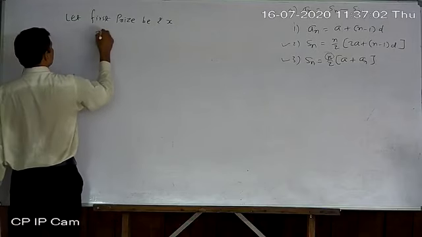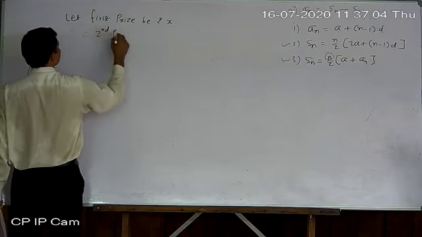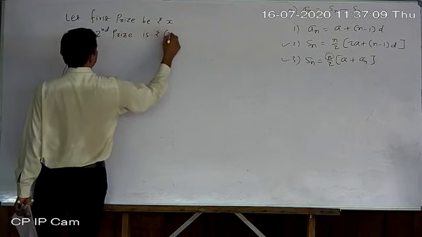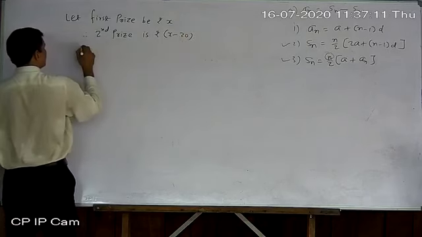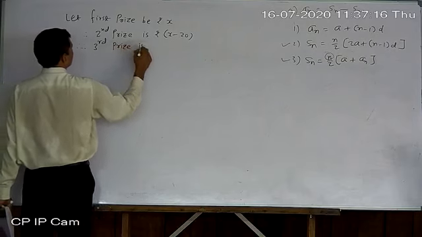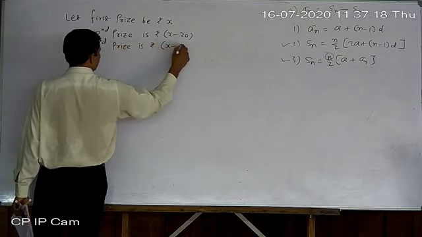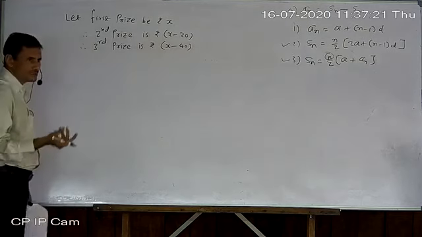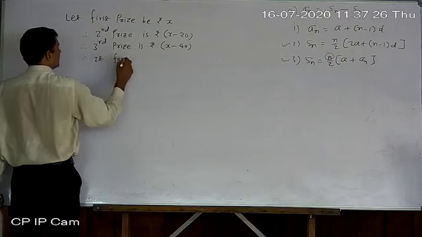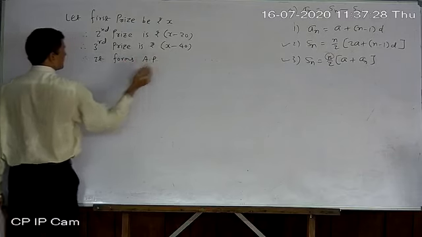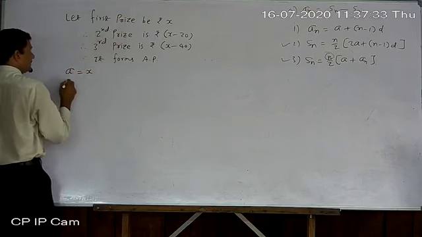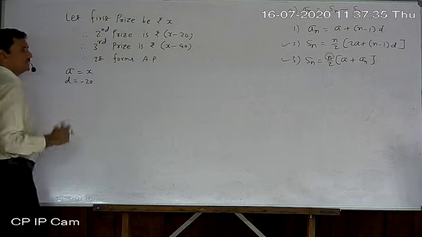So the second prize is rupees X minus 20. Obviously, the third prize is rupees X minus 20 minus 20, X minus 40, and so on. So it forms an AP, an arithmetic progression. How? We suppose the first term is X, so A equals X. D equals minus 20. Why? It is decreasing.